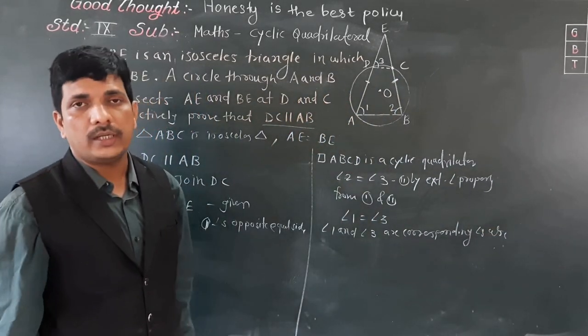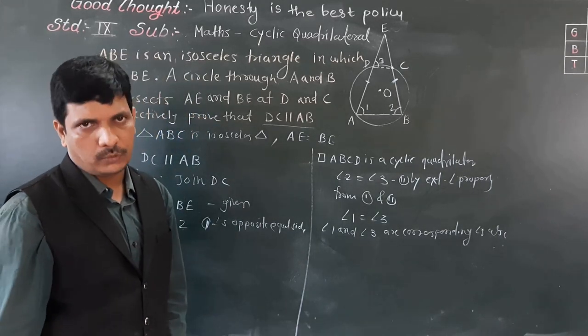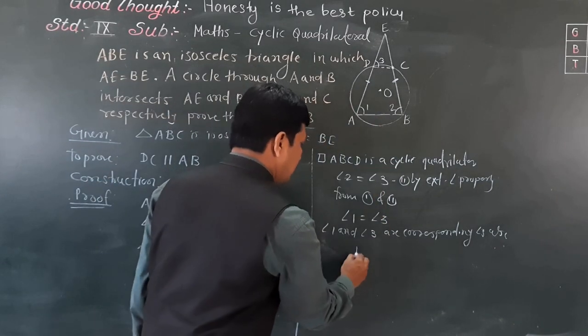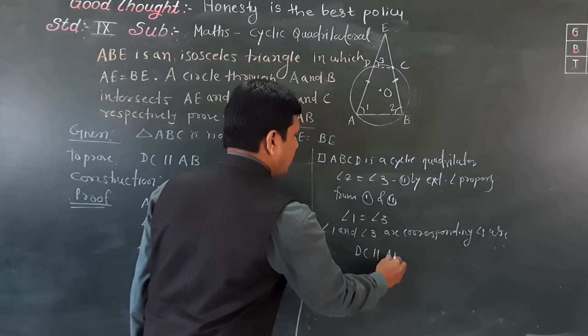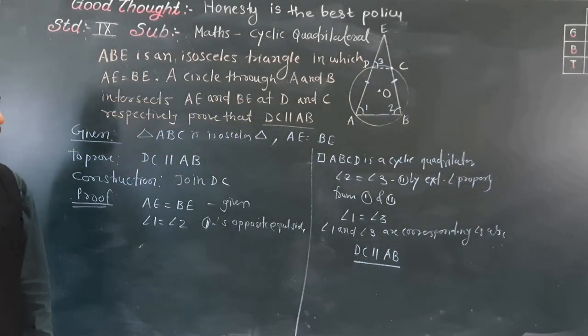And when corresponding angles are the same, when lines are parallel, that time only you will get corresponding angles the same. Understood? If corresponding angles are the same, we can see here BC is parallel to AB. Understood?